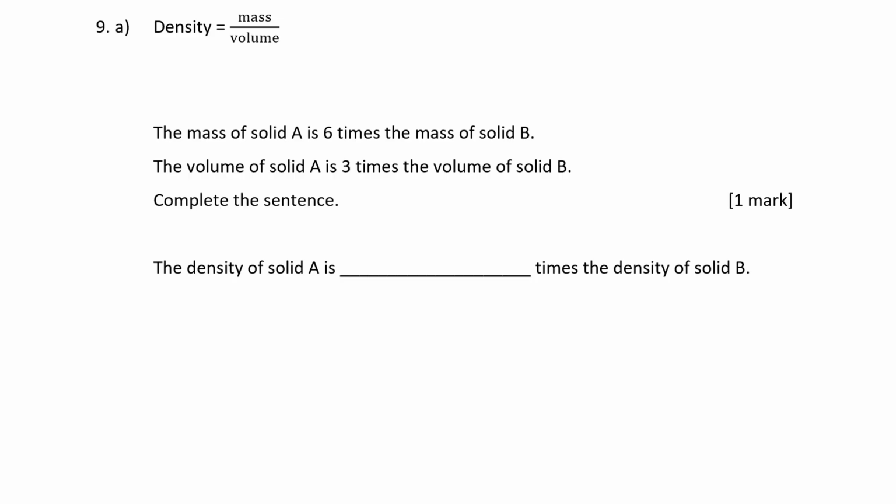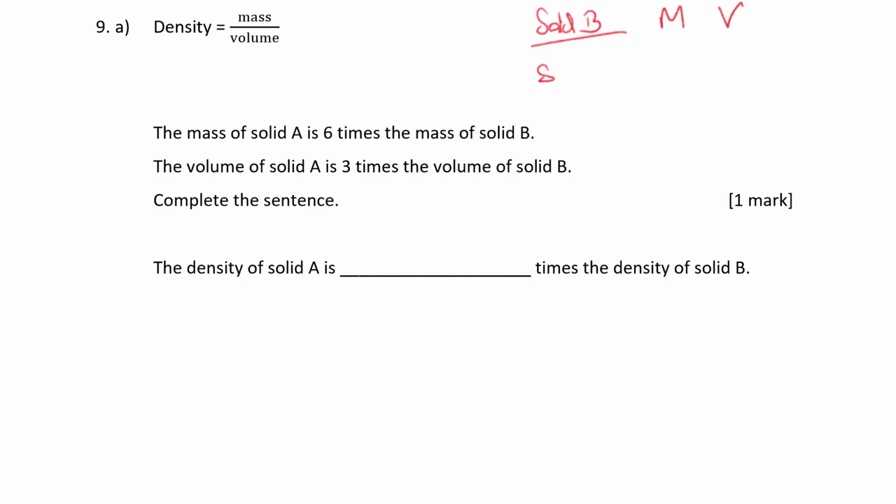Question 9a, density equals mass over volume, and we're told that the mass of solid A is 6 times the mass of solid B, and the volume of solid A is 3 times the volume of solid B. So let's say that for solid B, it has a mass of m and a volume of v.